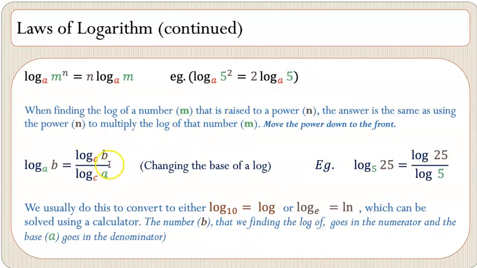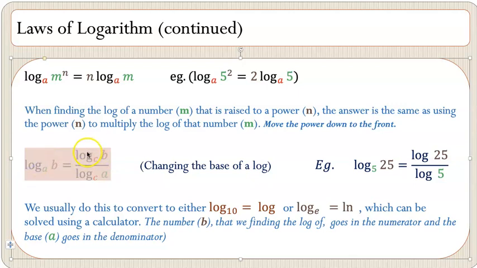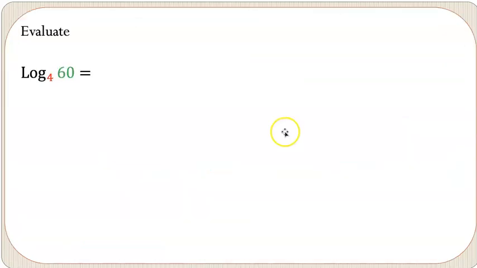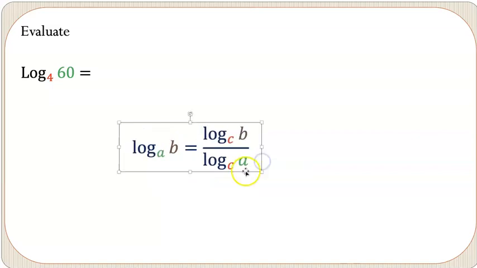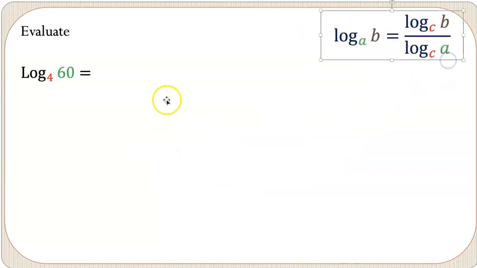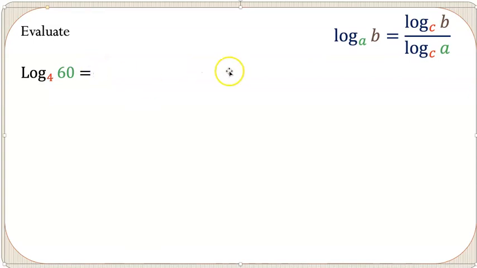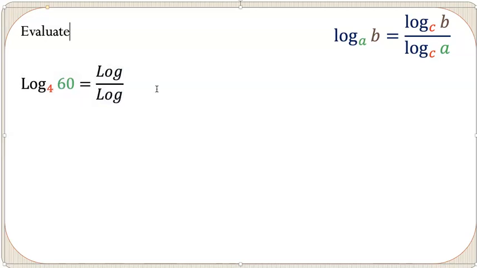So converting, or changing the base of a log. So I'm just going to copy this and bring it over to our question. Let's make this larger. Alright, so that's our reference. So if you notice, if we're converting to base C, we're going to have one log divided by another log. So in this case, we want to convert to base 10, right? Because that's what we have on our calculators. So we're going to have log base 10 divided by log base 10.